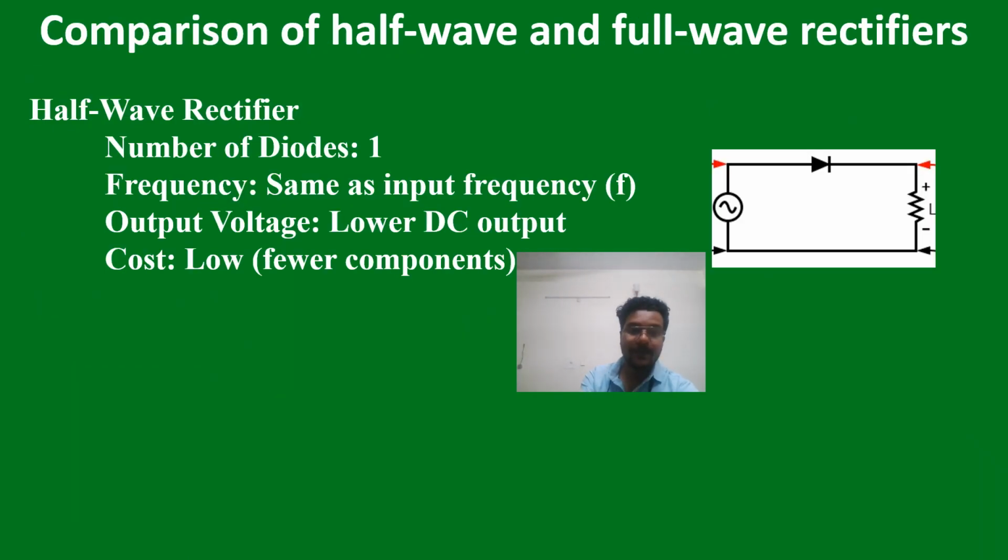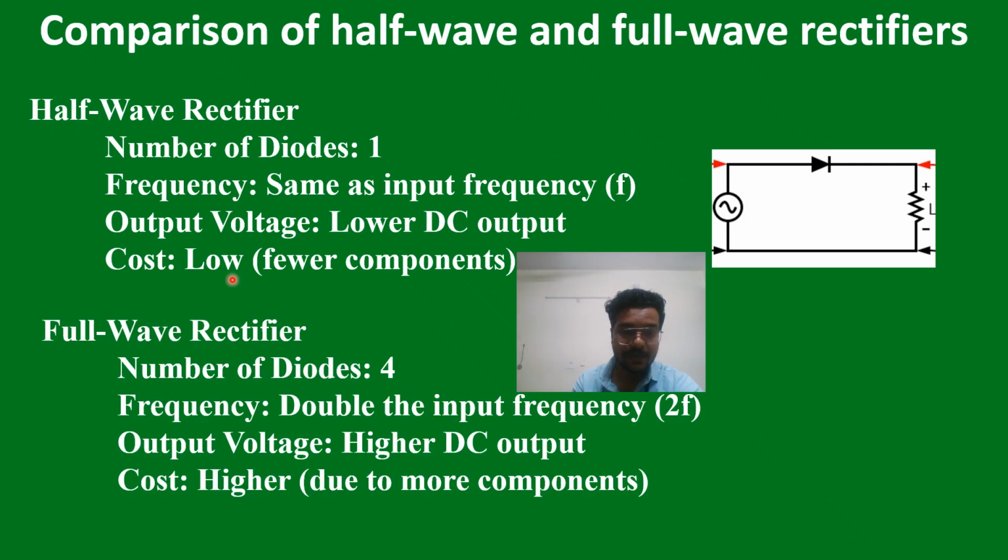Coming to the comparison between the half wave rectifier and full wave rectifier circuit, we have seen that in the half wave rectifier circuit we are using one diode, and the frequency is the same as the input frequency. The output DC voltage will be lower because we are having one pulse per cycle, and the cost will be lower because we are using only one diode.